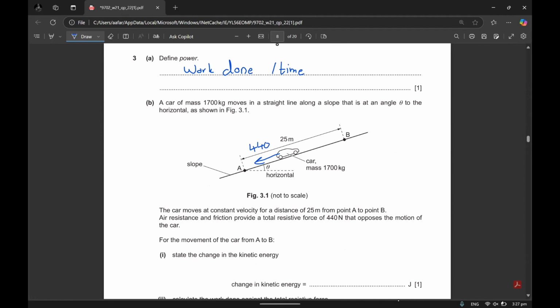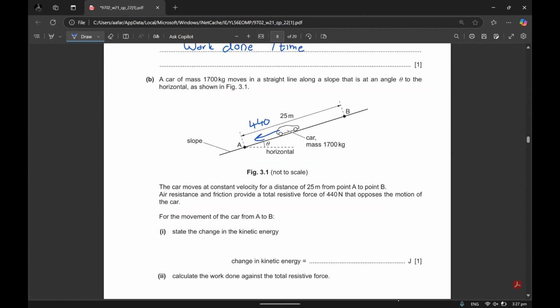State the change in the kinetic energy. If the car is moving at constant velocity, then change in kinetic energy is basically final kinetic energy minus initial kinetic energy, right? So if both are the same, there will be no change. So it will be 0 joules.